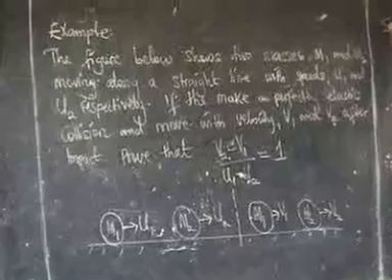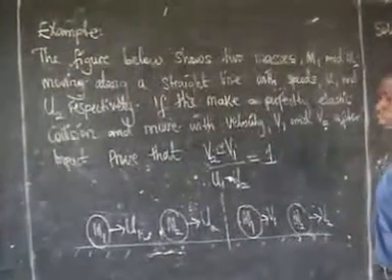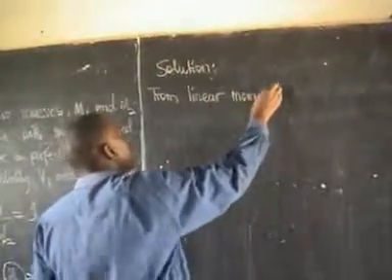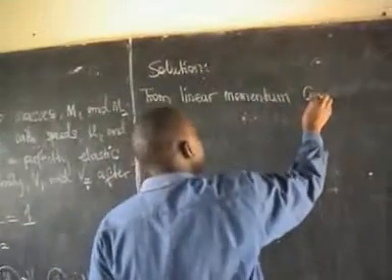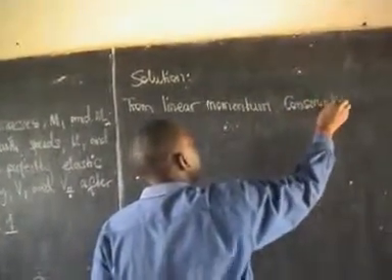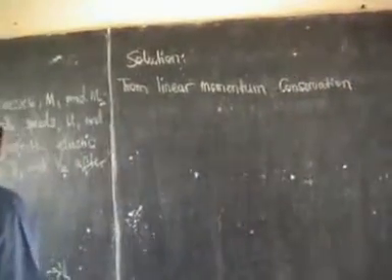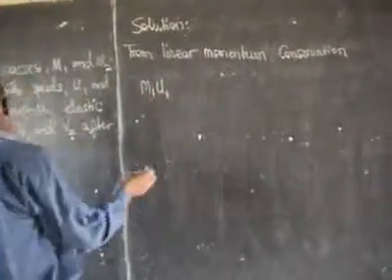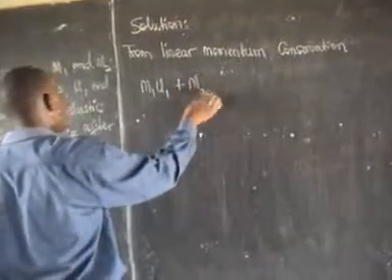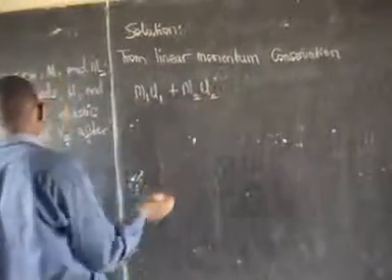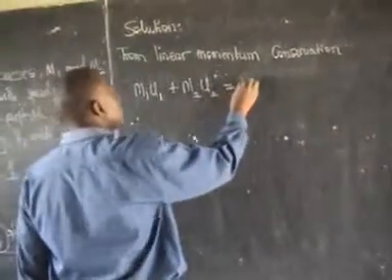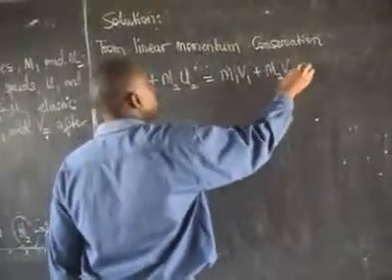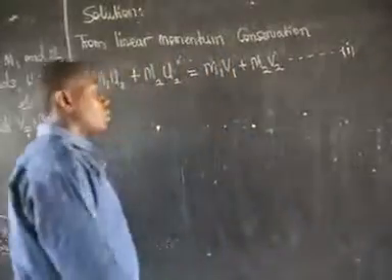So solution in that case, from linear momentum conservation, we shall have M1 U1 plus M2 U2 is equal to M1 V1 plus M2 V2. We can call this our first equation.